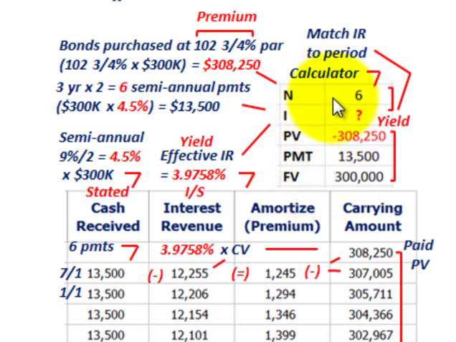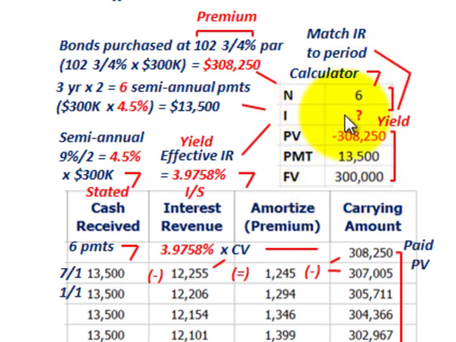So let's take your calculator here. The number of periods that we're talking about were 6 periods because they're semi-annual. And our interest rate, that's what the calculator is going to determine for us. But we have to take our present value, that was the $308,250, and you enter that as a negative amount on your calculator. That was at that premium, 102.75, times the $300,000 worth of those bonds, $308,250. So that goes in as a negative amount. Now, the payment amount, that's what we're going to receive each period. That was that $13,500, our cash receipts for the period. And then the future value, that was the maturity value of the bond, $300,000.